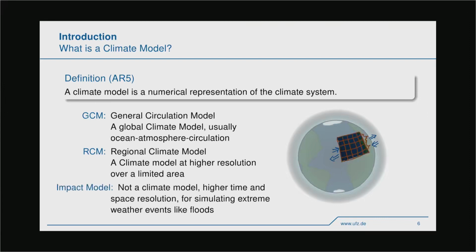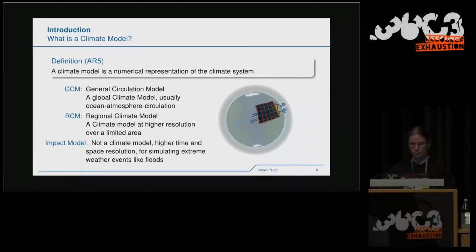And an impact model, again, has usually a higher resolution in time and space, and it's not a climate model, but it's for simulating extreme weather events like floods. So if you want to build a dam or a dike, and you want to know how high this dike or dam should be, then you would usually run an impact model that gives you information about water heights over decades or longer, and then you would decide on the height. So this is the use for impact models. So that's for the introduction part.